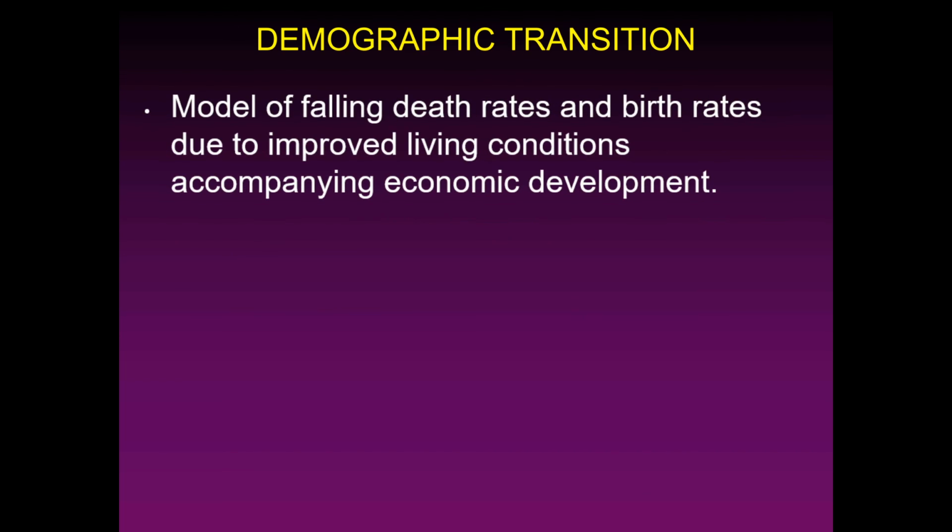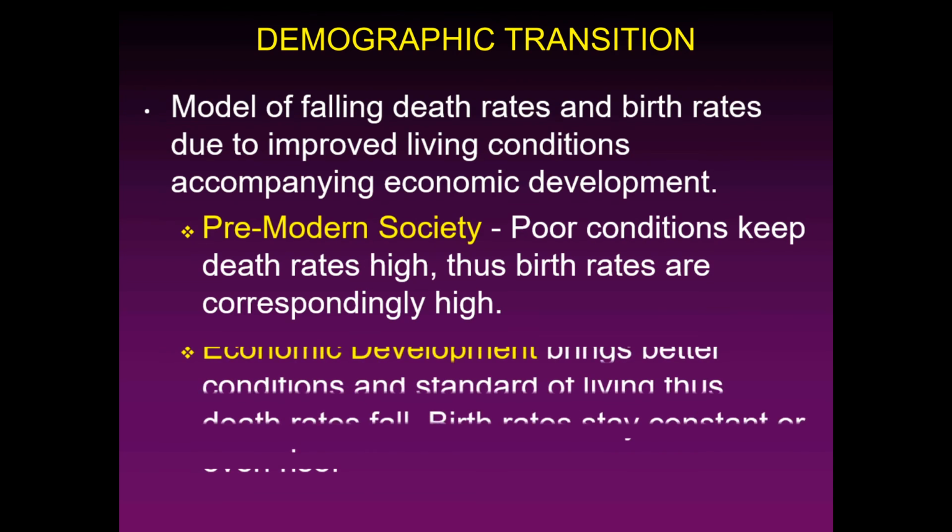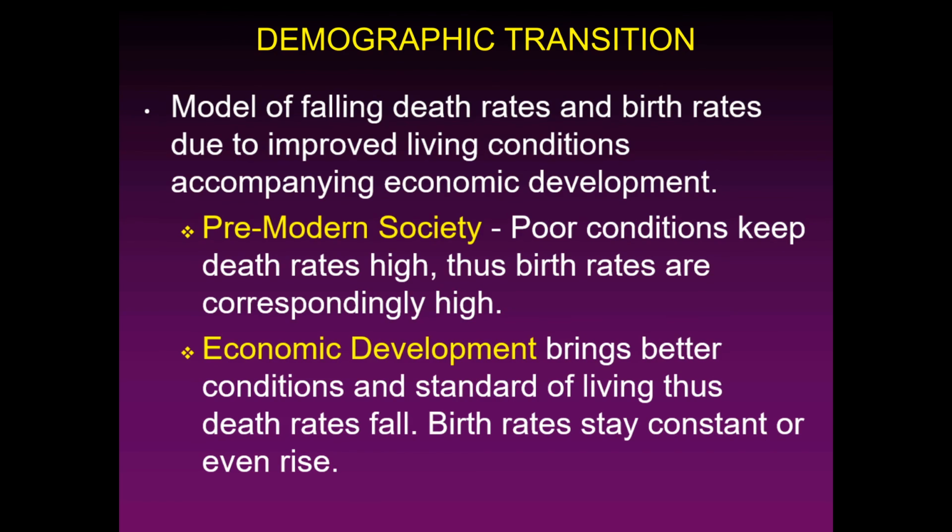So looking at the demographic transition model of falling death rates and birth rates due to improved living conditions that accompany economic development, what is this actually saying? As you start to get more money, you see death rates start to decrease, but also you have a better quality of living. So in a pre-modern society, poor conditions keep death rates high, as birth rates are correspondingly high. So think about ins versus outs at this point.